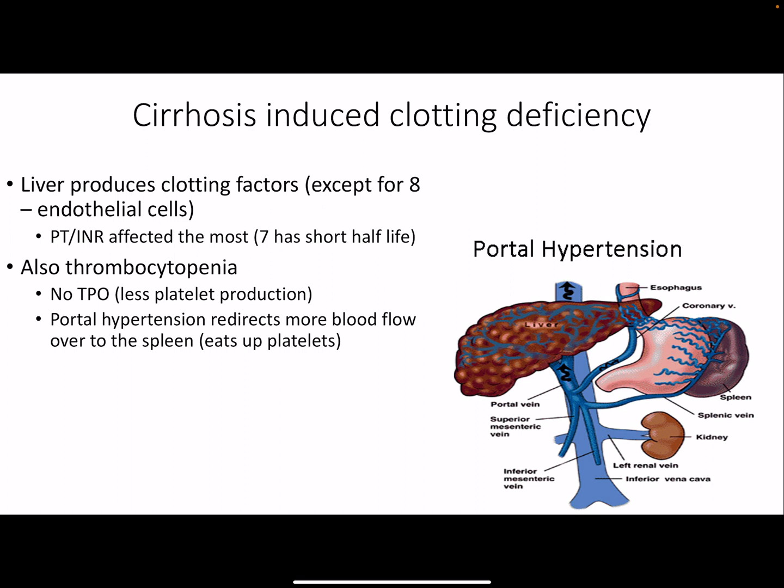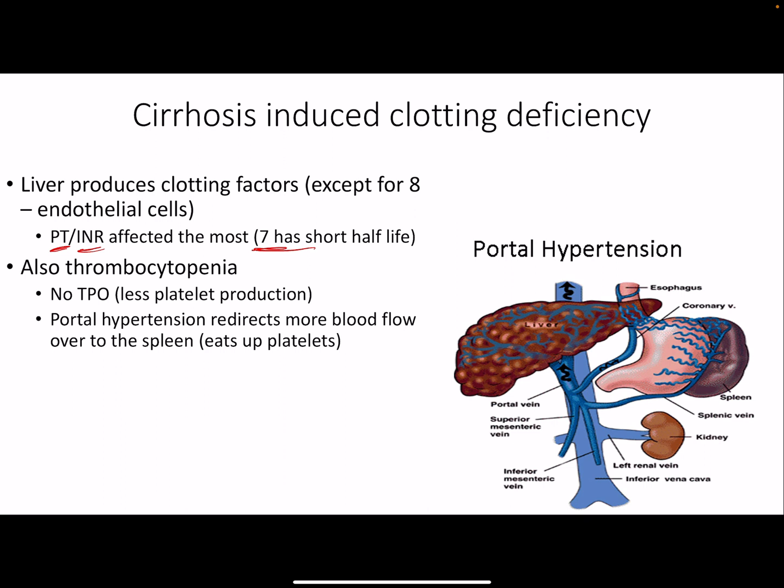Cirrhosis-induced clotting deficiency. Remember that for pretty much everything except factor VIII, the liver is going to be a central player. So if you have cirrhosis, you can't produce a lot of your clotting factors. Because factor 7 has the shortest half-life, the PT or the INR, which is just the normalized ratio of the PT, is going to be the most significantly affected.